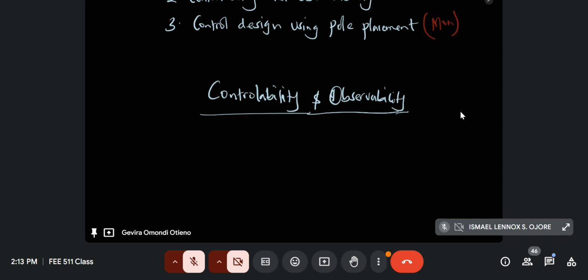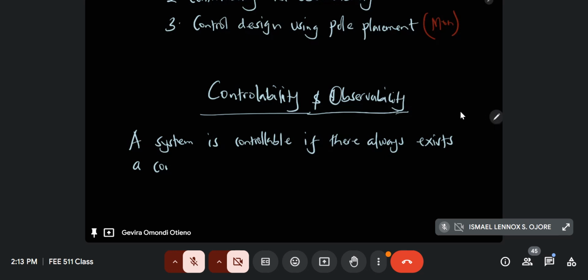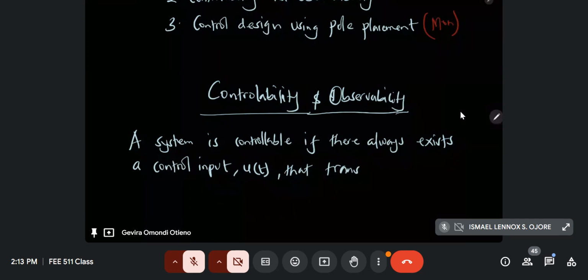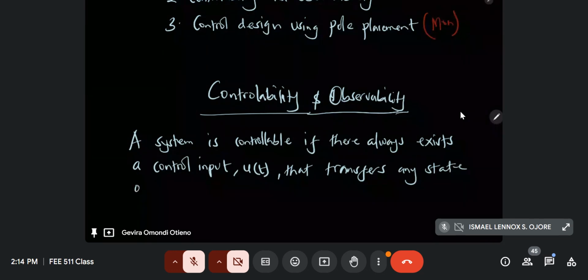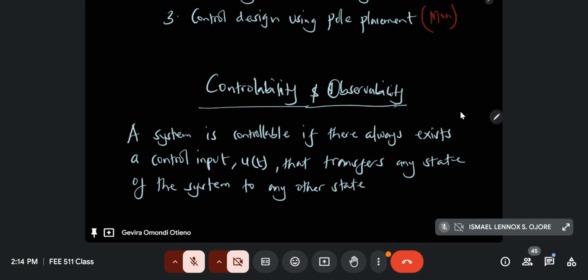So let's start with controllability. So a system is controllable if there always exists a control input, let's call it u(t), that should be able to transfer any state of the system to any other state in finite time.